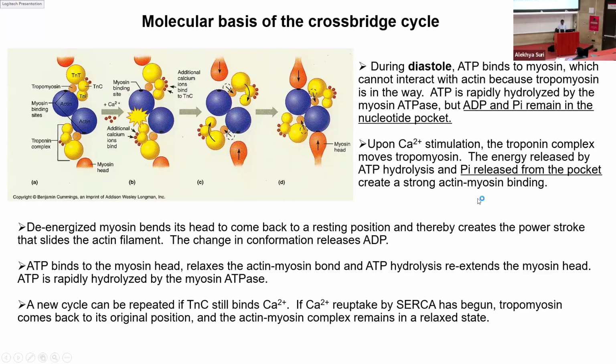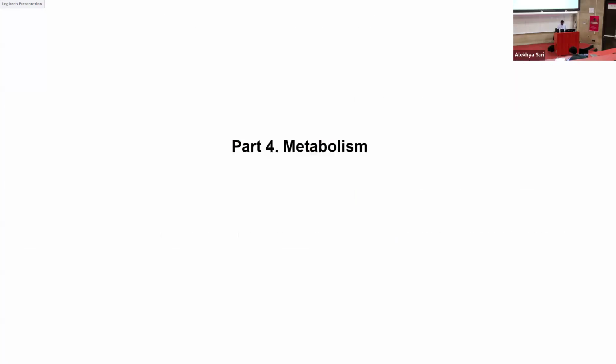So once the phosphate is released, then the myosin head will be de-energized and bends its head, and thereby it creates a power stroke, and that slides the actin molecule. This change in conformation will release the ADP molecule. Then the next ATP binds the myosin head, and then the relaxation starts. So if the calcium is present, then it will undergo the next contraction cycle. If there is no calcium, then it will stay in the relaxation stage. So this is how the cross-bridge cycle works.